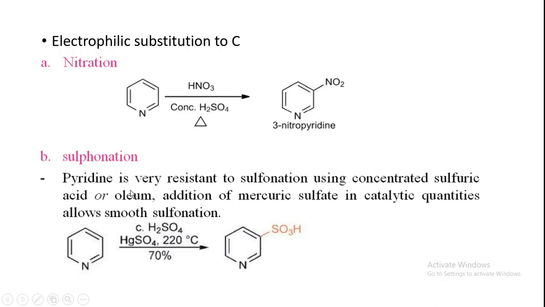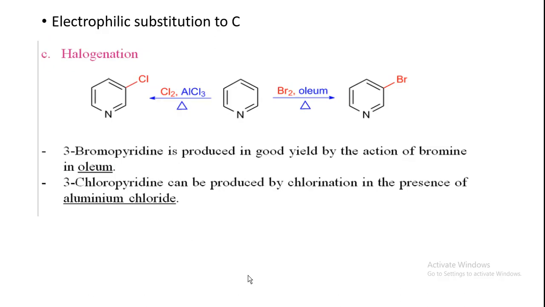So simply with oleum and H2SO4, it is not going to get sulfonated. Okay, addition of mercuric sulfate, HgSO4, in catalytic quantity, as a catalyst, allows smooth sulfonation. So this HgSO4 as a catalyst will sulfonate the third position. So you will get 3-sulfonic pyridine, or 3-sulfopyridine. Okay, 3-sulfopyridine.